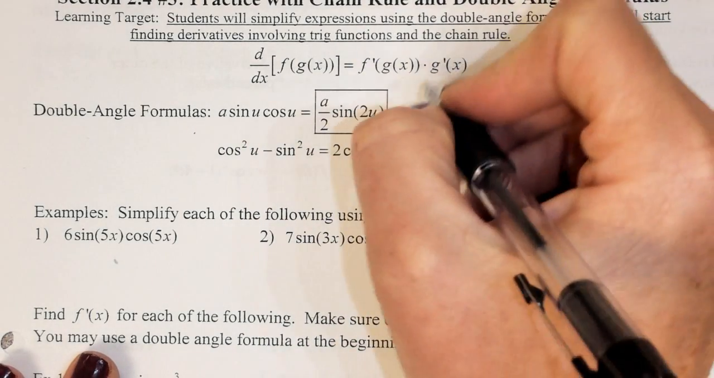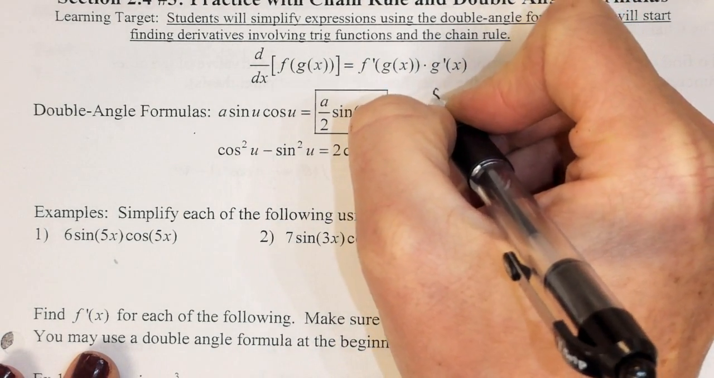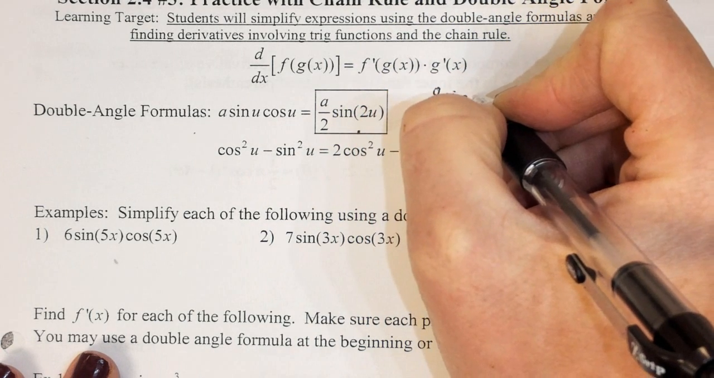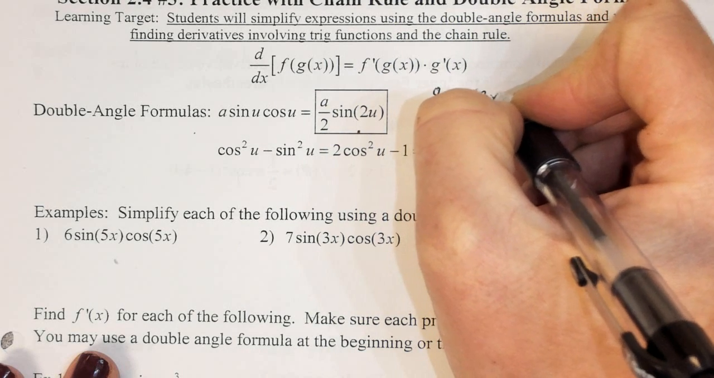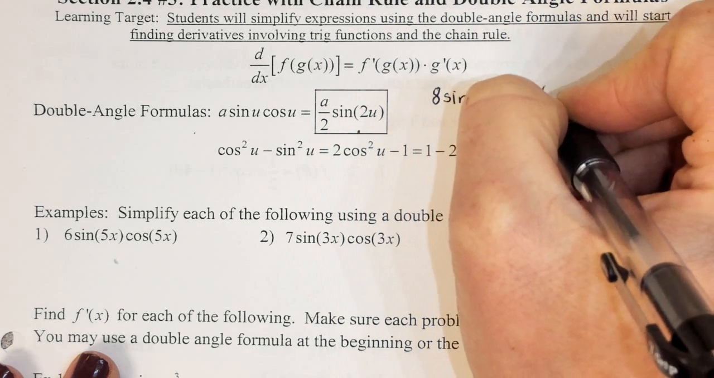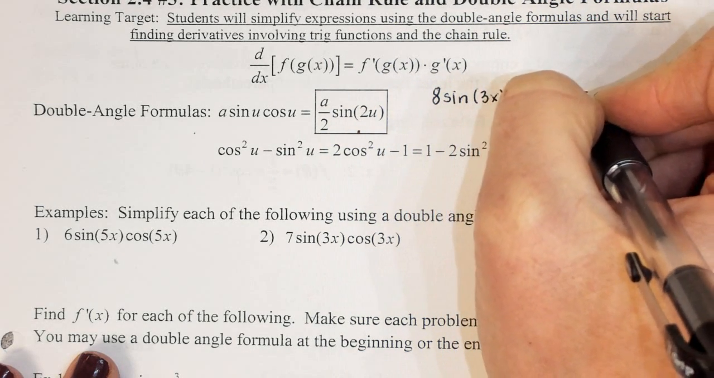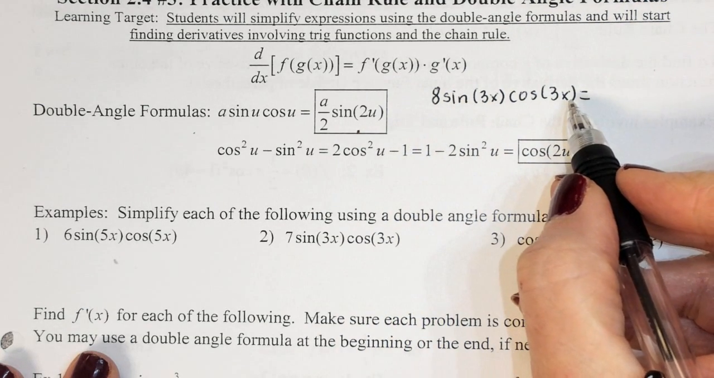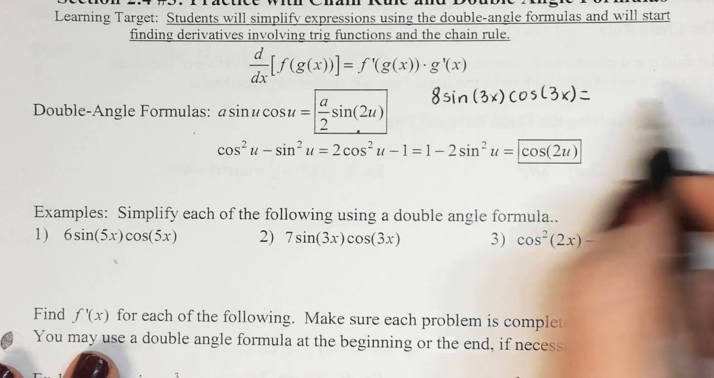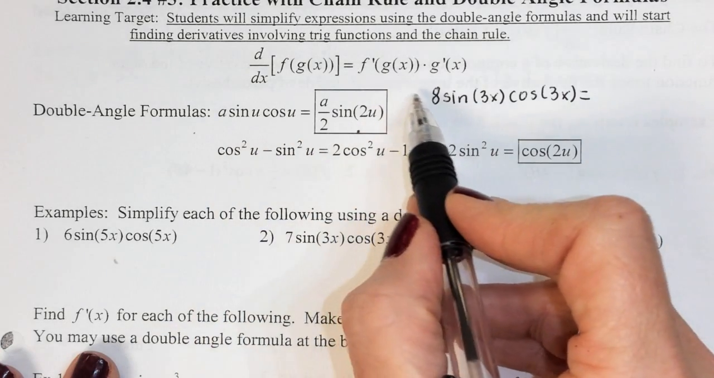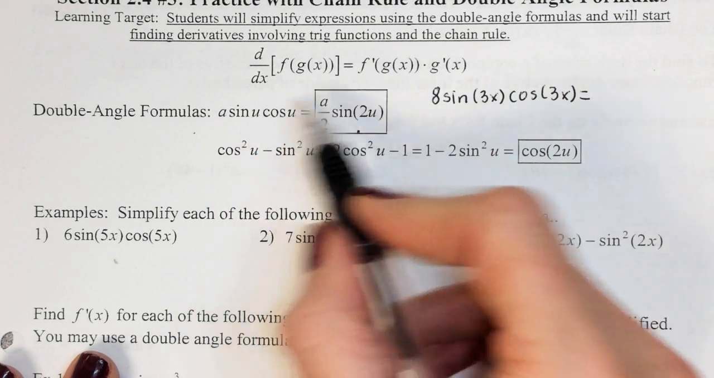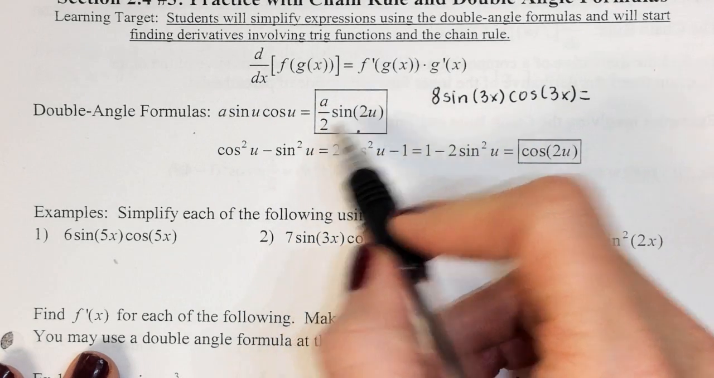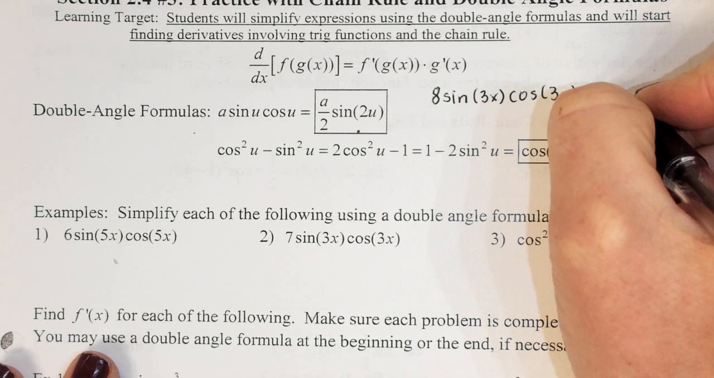So if I had given you a problem like, let's say we're working through a trig problem, and we're taking the derivative, and let's say that we end up with this as our answer. But then we look in the back of the book, and instead of having this answer, they could have a different answer. Look at what a is. A is 8, u is 3x. So the formula is a over 2. So what's a over 2 going to give us?